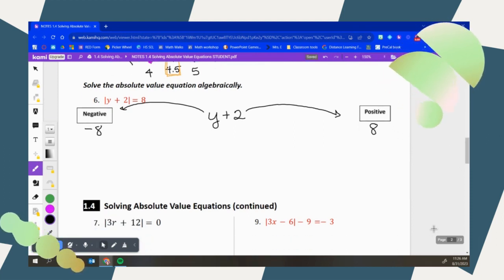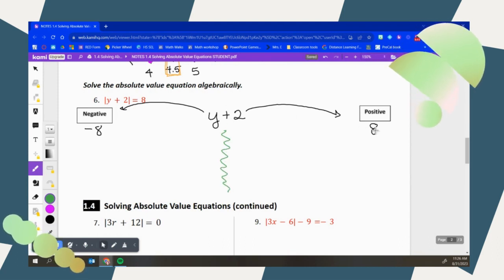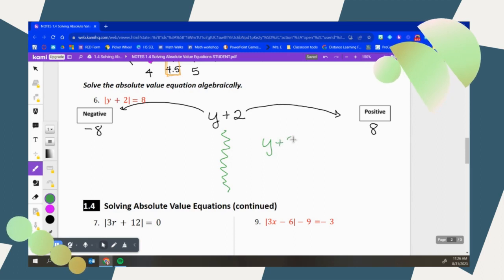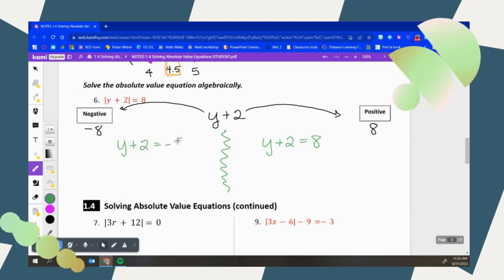Okay, kind of looks like the number line. Can y'all kind of see the number line on there? Yeah. All right, what we're going to do is create ourselves two different equations. So we're going to take the guts, and we're going to make it equal to the positive 8. And we're going to take those same guts, y plus 2, and we're going to make it equal to a negative 8.